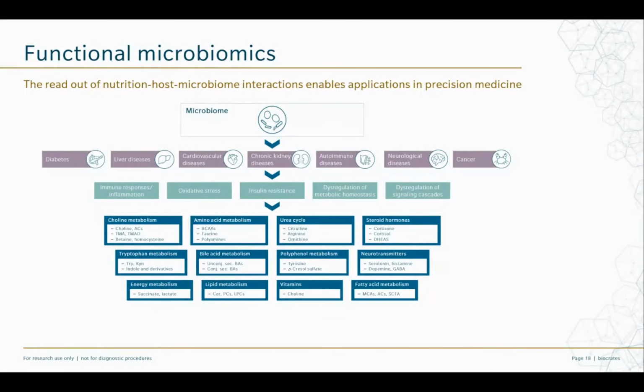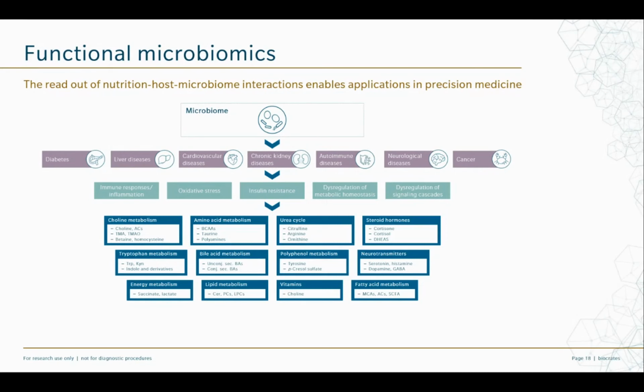So how can we read out the interactions between the gut microbiome and the host? How can we study functional microbiomics? We now know that any changes in the gut microbiome can result in diseases including diabetes, neurological diseases, and cancer. These diseases are preceded and characterized by pathophysiological conditions such as inflammation, oxidative stress, or insulin resistance.